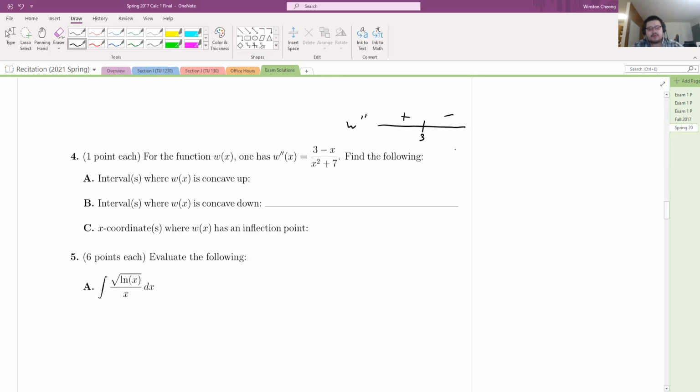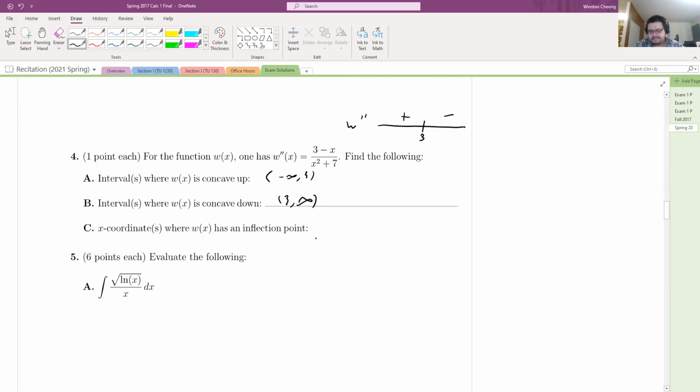Yeah, that's right. Okay, so then that's all I need to answer these problems. So concave up corresponds to the second derivative being positive. So this is, oh, not 0, minus infinity. This is going to be minus infinity up to 3. Concave down is going to be 3 up to infinity.